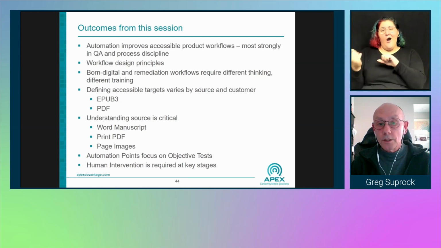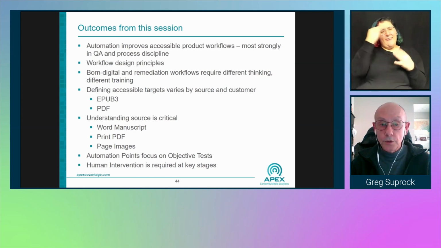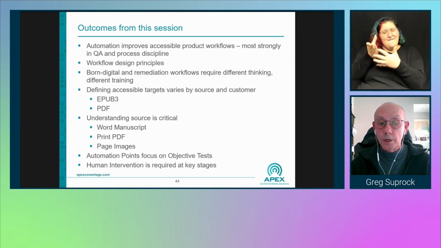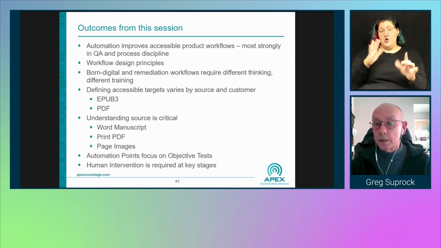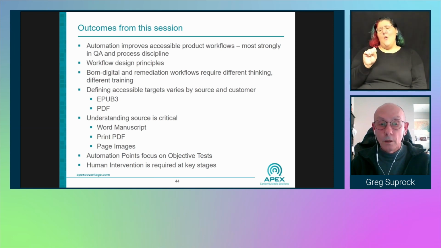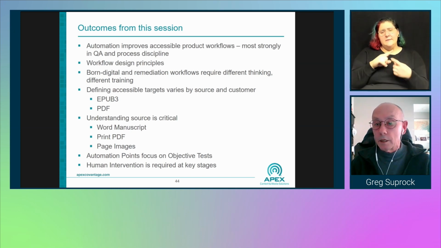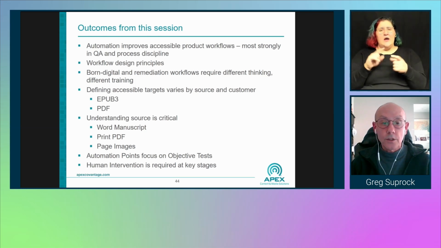Born digital and remediation workflows require different thinking and different training, but they all are based upon, when producing accessible files, understanding what the accessible targets are that you need to hit for your customer, and understanding what the source is for the content that you're going to be producing. We talked about EPUB 3 and PDF targets, and we talked about different types of source that would be coming in, and understanding what is involved in those contents and how you can drive it to get to a structured form.